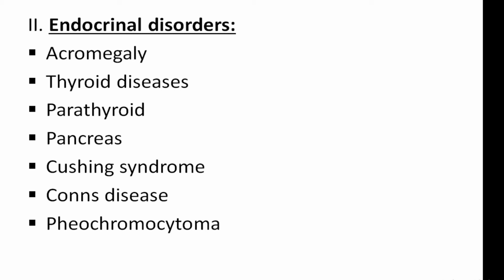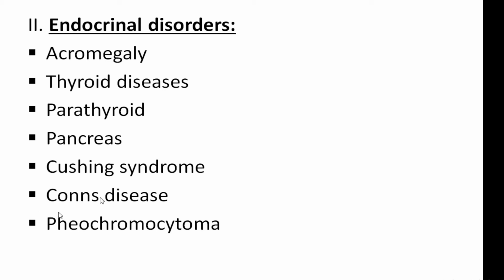But if there is a patient with hypertension and hypokalemia, because one of the functions of aldosterone is to excrete potassium. So if there is hyperaldosteronism, it is retaining sodium and water, but it is also excreting potassium from the body. So hypertension along with hypokalemia is always Conn's disease.